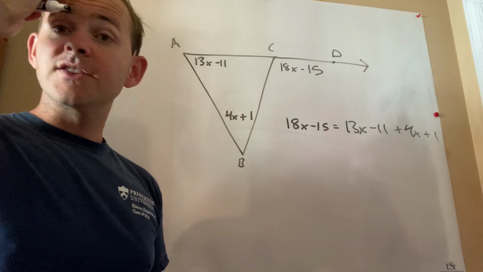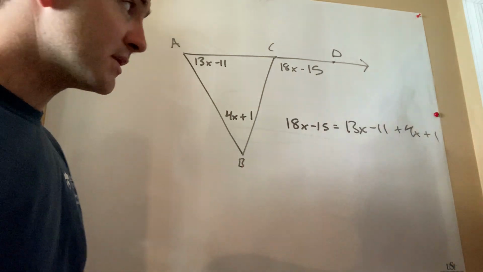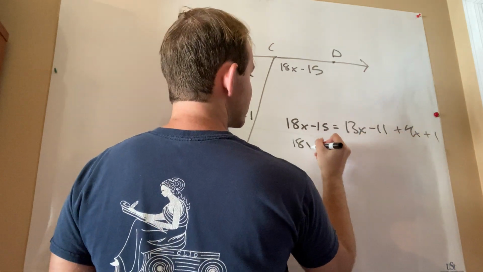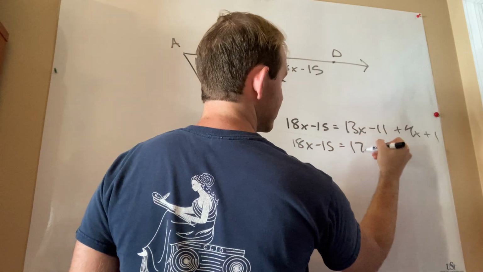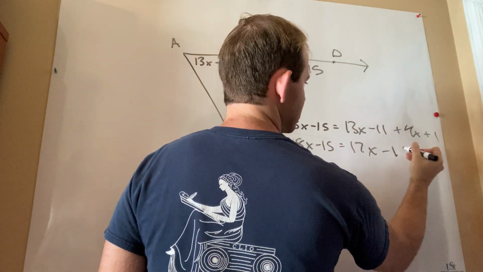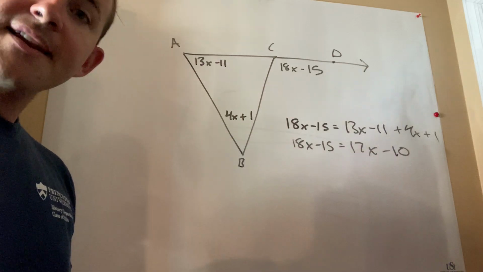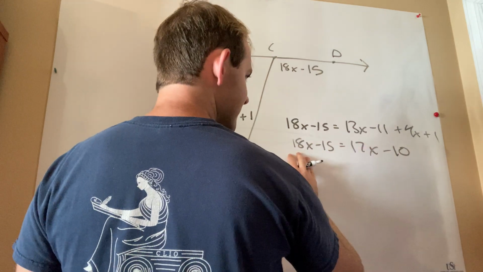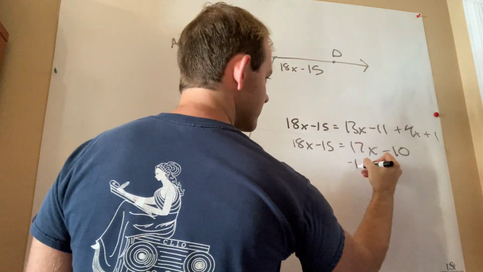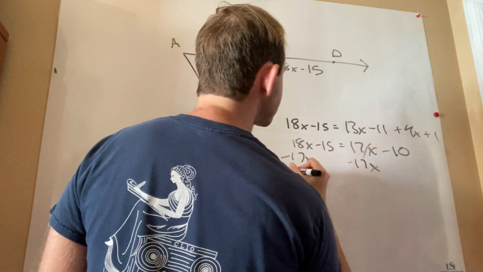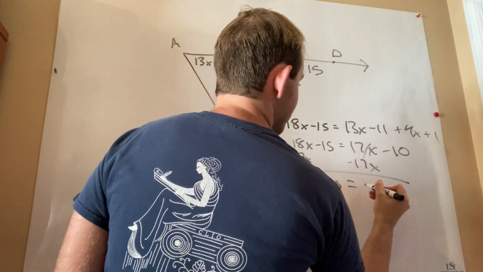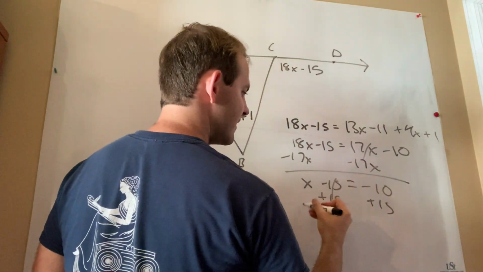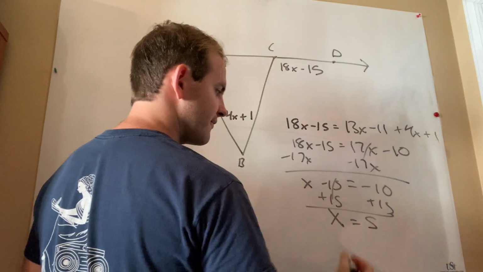In order to actually solve for x, obviously I need to combine like terms first, right? Notice how the x's are on the same side here, and so are these constants. So I'm going to first combine those like terms. 17x minus 10. And then I'm going to use inverse operations. In this case, I would say better to get the x's on the left because it's going to make no negatives. So I'm going to subtract 17x from both sides. So x minus 15 equals negative 10. How do I get rid of a minus 15? By adding 15 to both sides. And thus I get x equals 5.